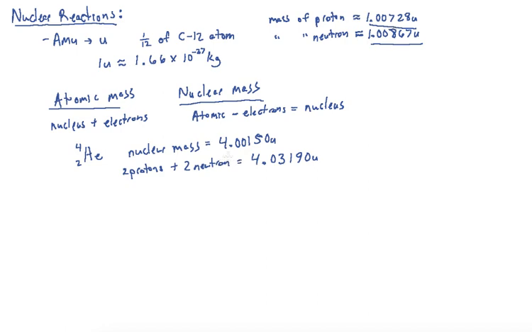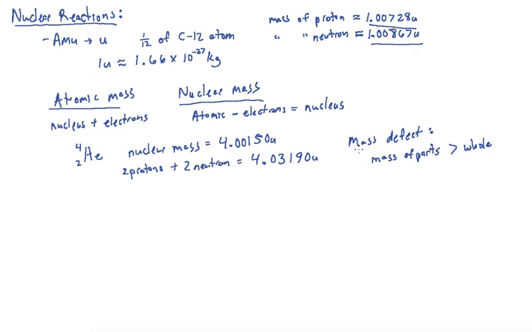So this energy, or this mass difference, is called the mass defect. Okay? And if you did this for all the elements in the periodic table, you would find that the sum of the mass of the parts is always greater than the mass of the whole thing. And the reason for this is because of something called binding energy.